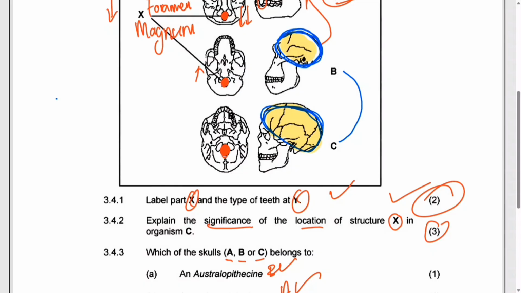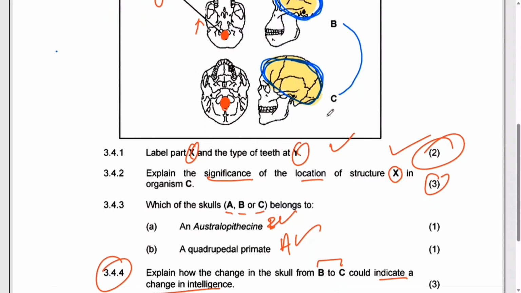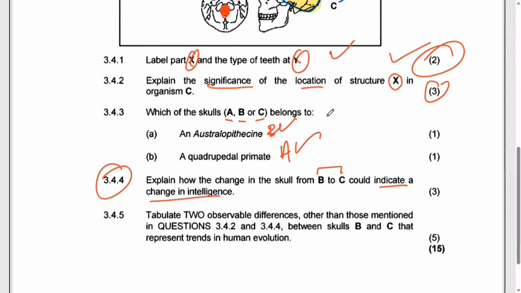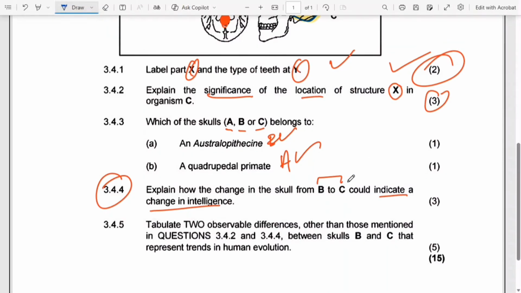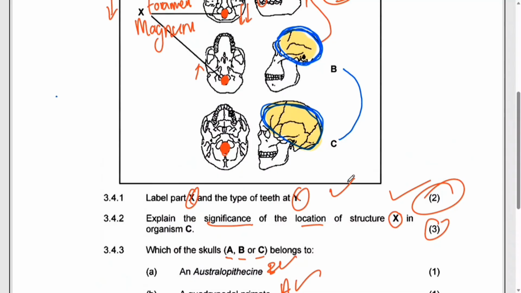It will be more, because an increase in the cranium suggests that now more brain is developed, or rather housed. Meaning that now this will lead to greater intelligence. All right. So when we go to the question, the question says: explain how the change in the skull from B to C could indicate the change in intelligence.